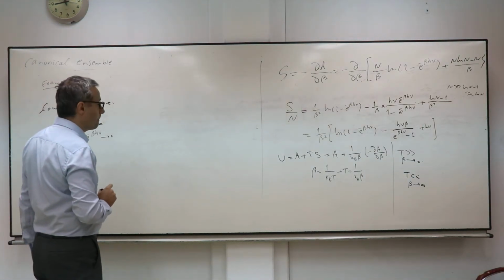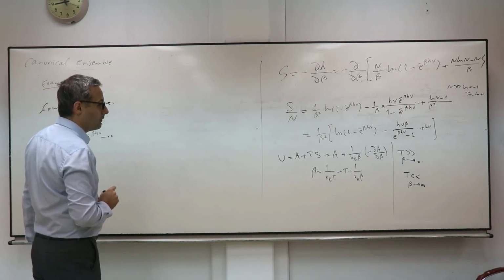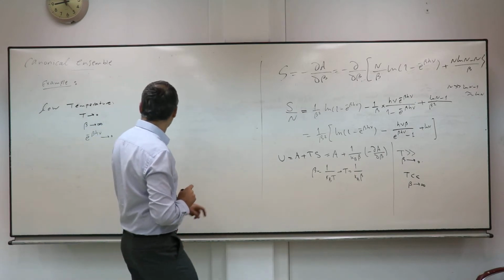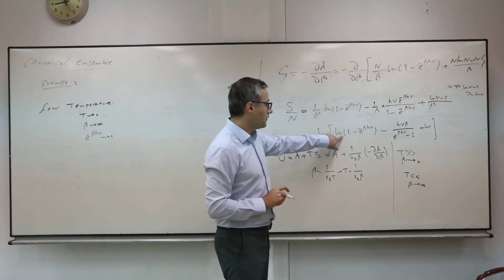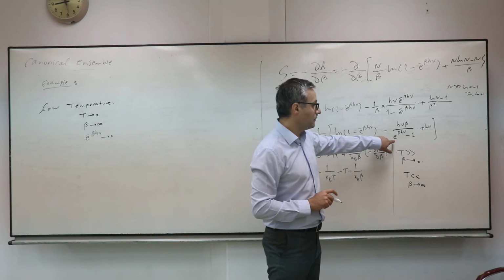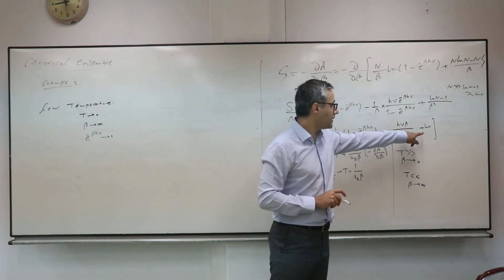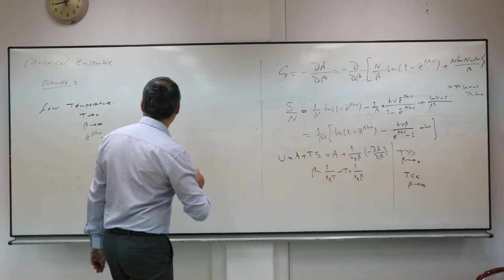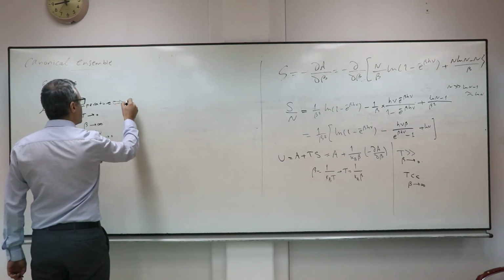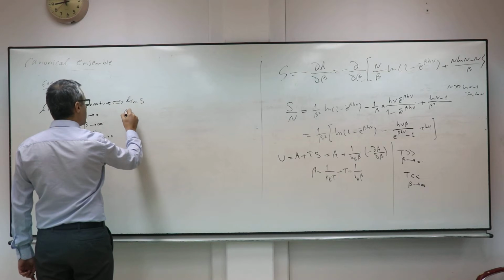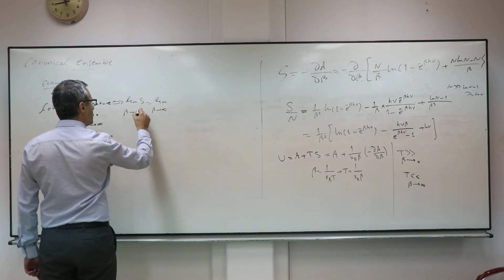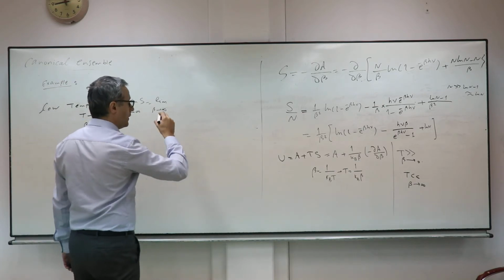You get 0 over 1 over beta squared, the first term. Yeah, I know what you say, but this also tends to 0. What's the 0? 0 over 0. I know I can cancel this, but this will be 0 over 0. So the limit of S when beta tends to infinity, and logarithm.